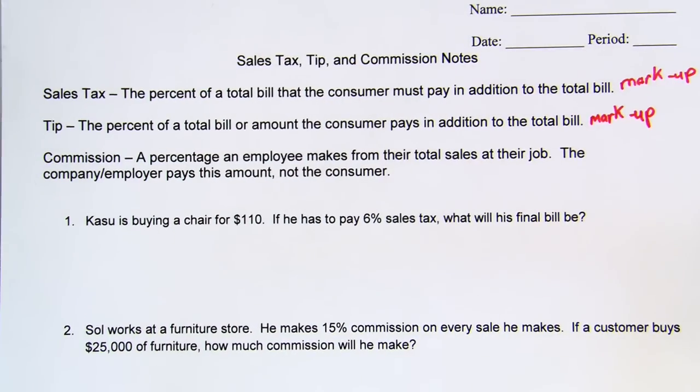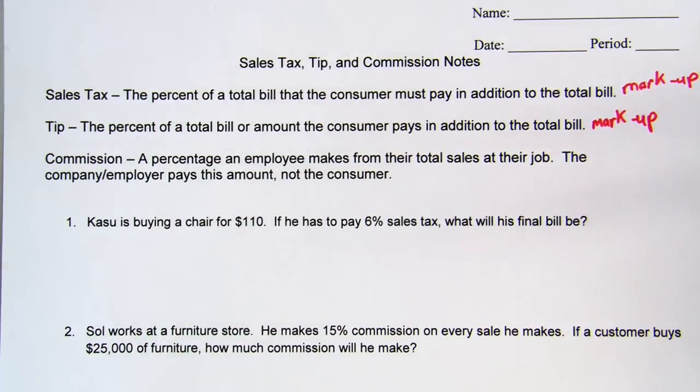And then lastly, we have commission. It's a percentage an employee makes from the total sales of their job. The company or employer pays this amount, not the consumer. So the more somebody sells, the more money they can possibly make if they work off commission. It's kind of their pay scale.